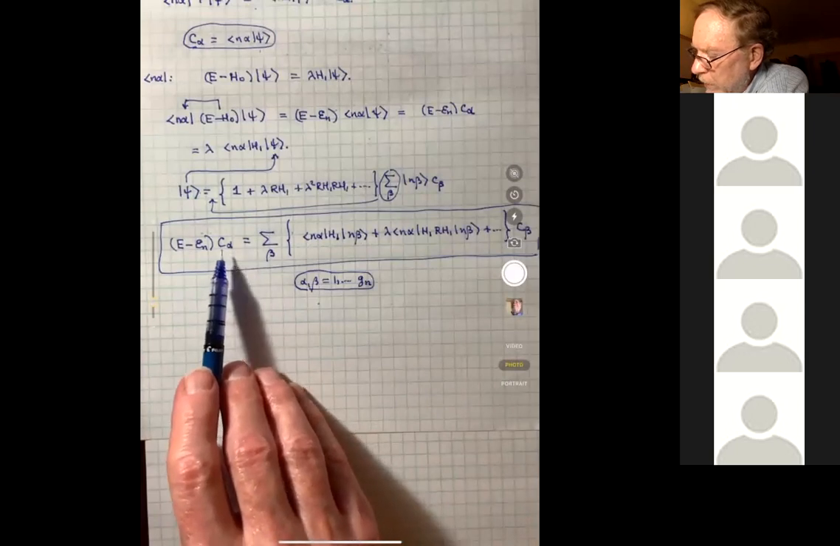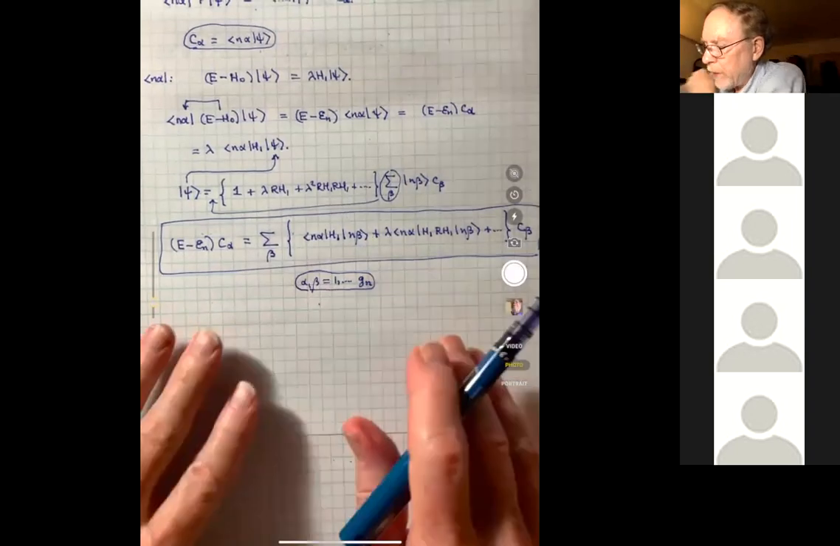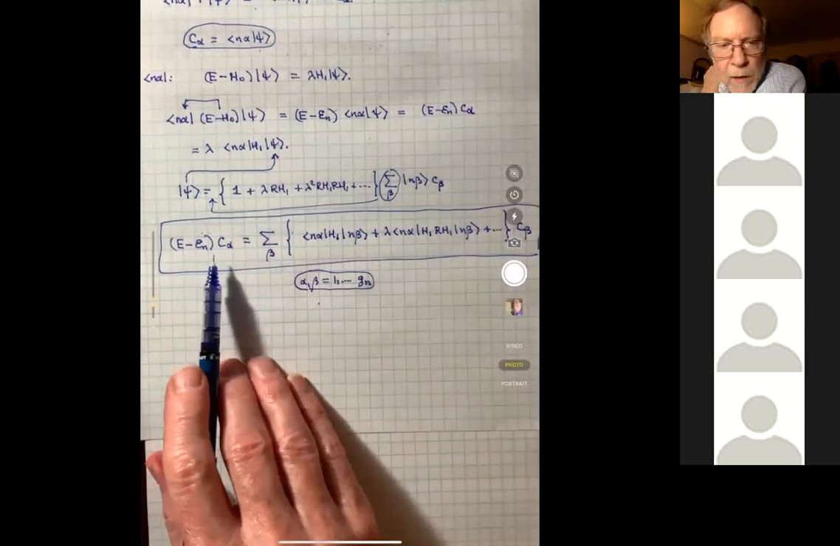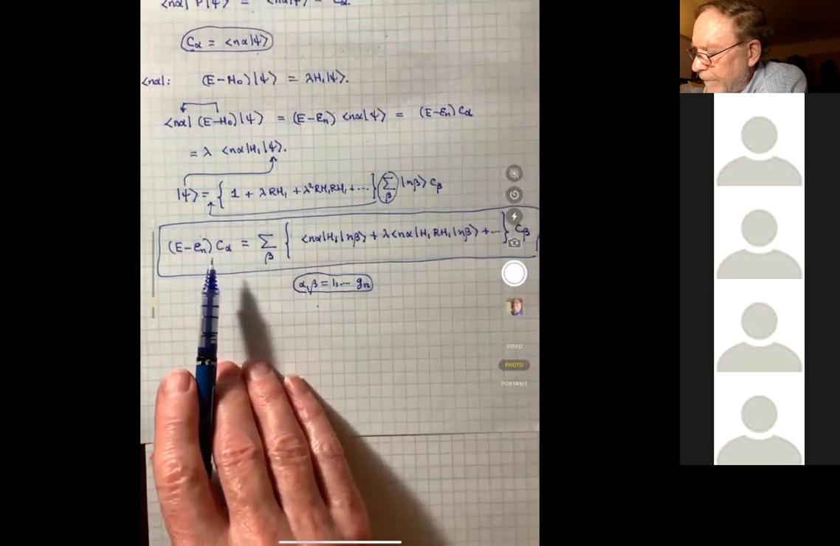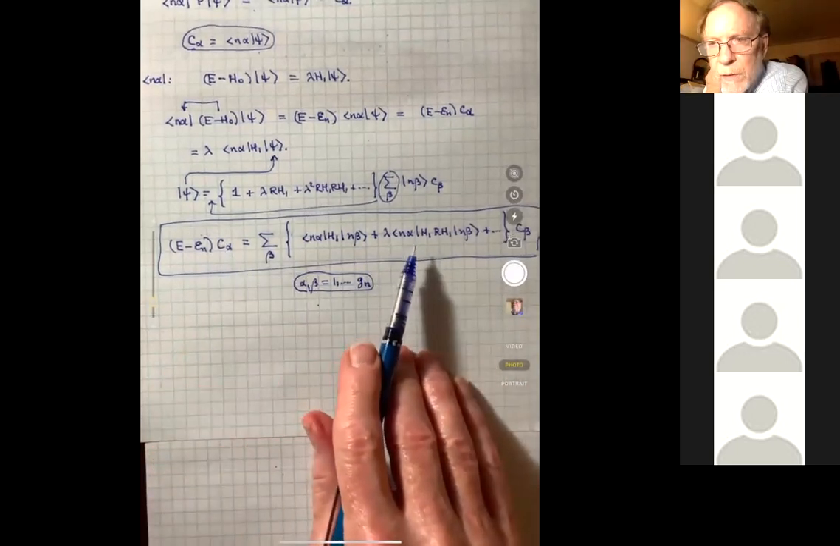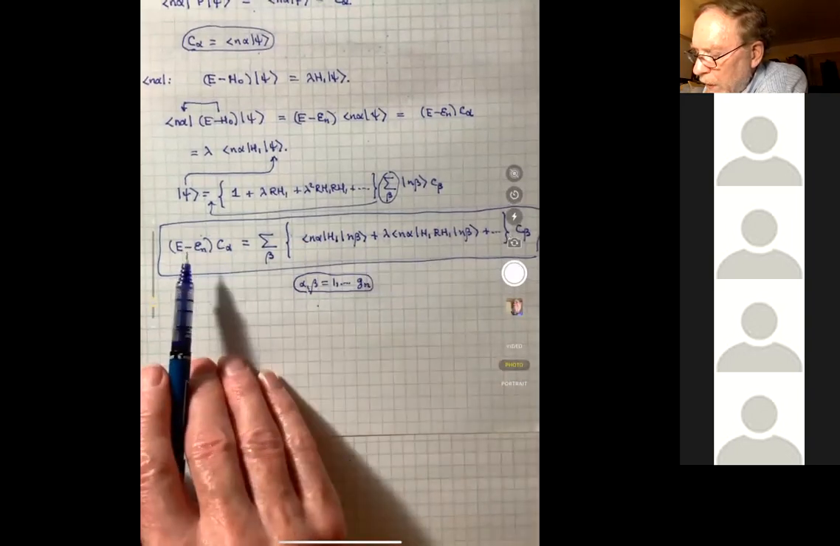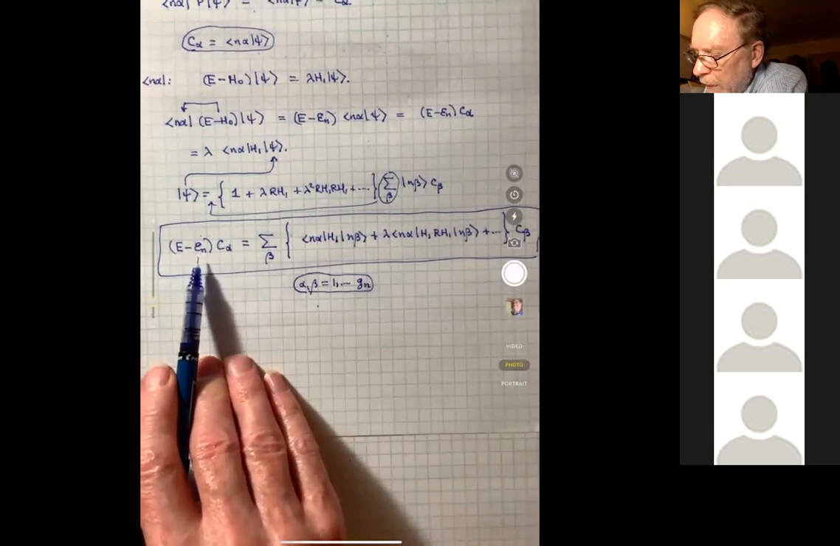So what this shows you is that the C alphas, which are the expansion coefficients of P psi in the unperturbed eigenbasis inside the unperturbed eigenspace, are the eigenvectors of this matrix. And you can see the eigenvalues are the energy shifts away from the unperturbed eigenvalue epsilon sub n.